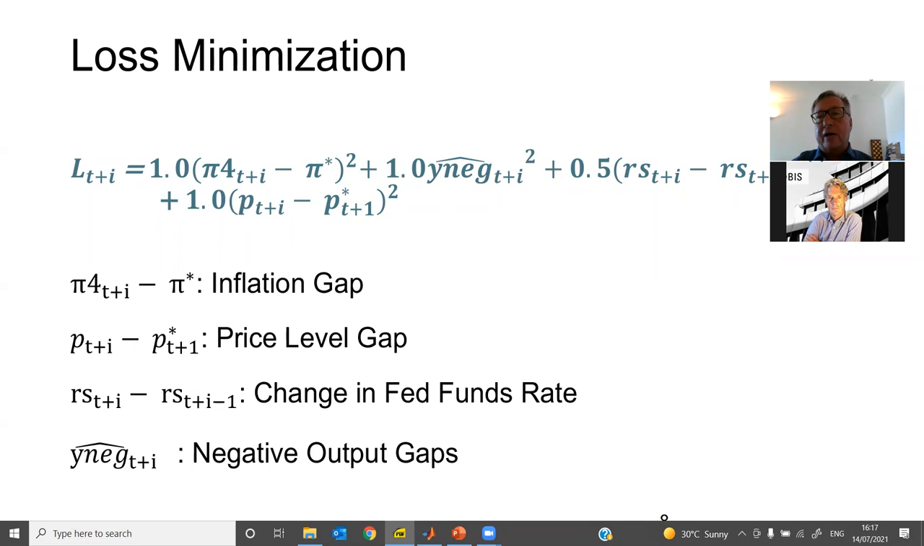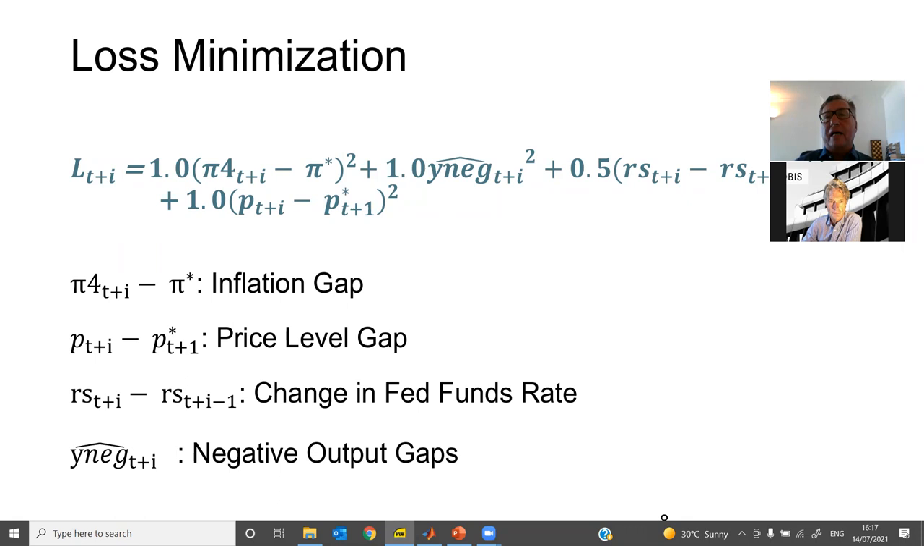Now, our desirable objectives in the loss function in period T plus i are year-on-year inflation minus the 2% target with a weight of 1. Okay, so that's standard. The second term is not standard. Usually we have the output gap squared, where the policymaker cares about both positive and negative output gaps. To be able to draw lines that are more consistent with how the Fed behaves now and how they communicate, I think it's better basically just to put the negative output gaps in the loss function.